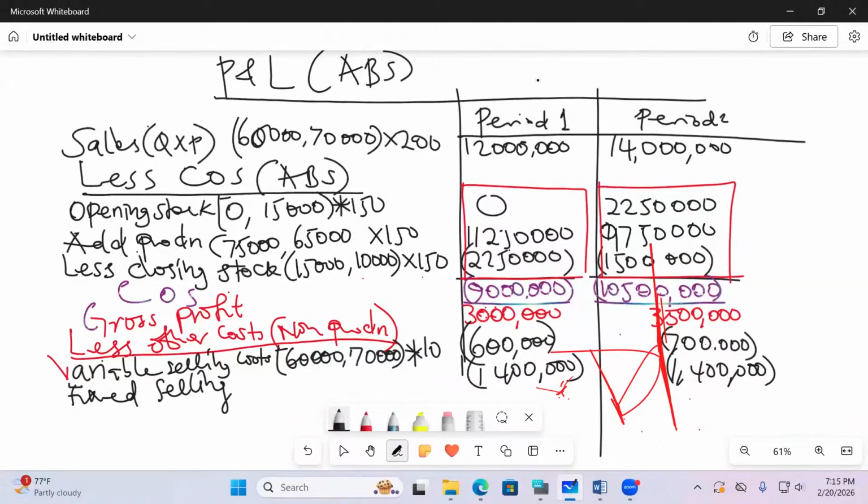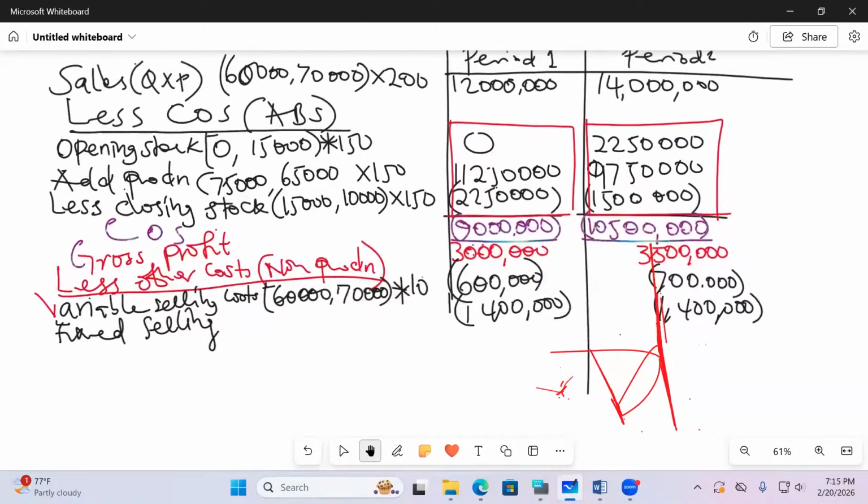Is there any other non-production cost here? No, isn't it? So you'll be able to subtract, to give us what we call what here? Yeah, profit before. Thank you so much.